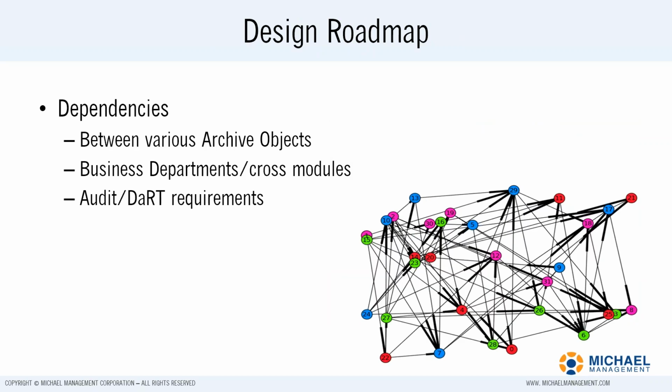Okay, so after we've done our kickoff presentation, we have our team formed, and we've done our analysis with the functional group, we then look at the dependencies between archive objects. We look at cross-module dependencies and what dependencies might be fleshed out across different departments. And of course, we also need to take into consideration the audit requirements, and quite often DART becomes a prerequisite to archiving.